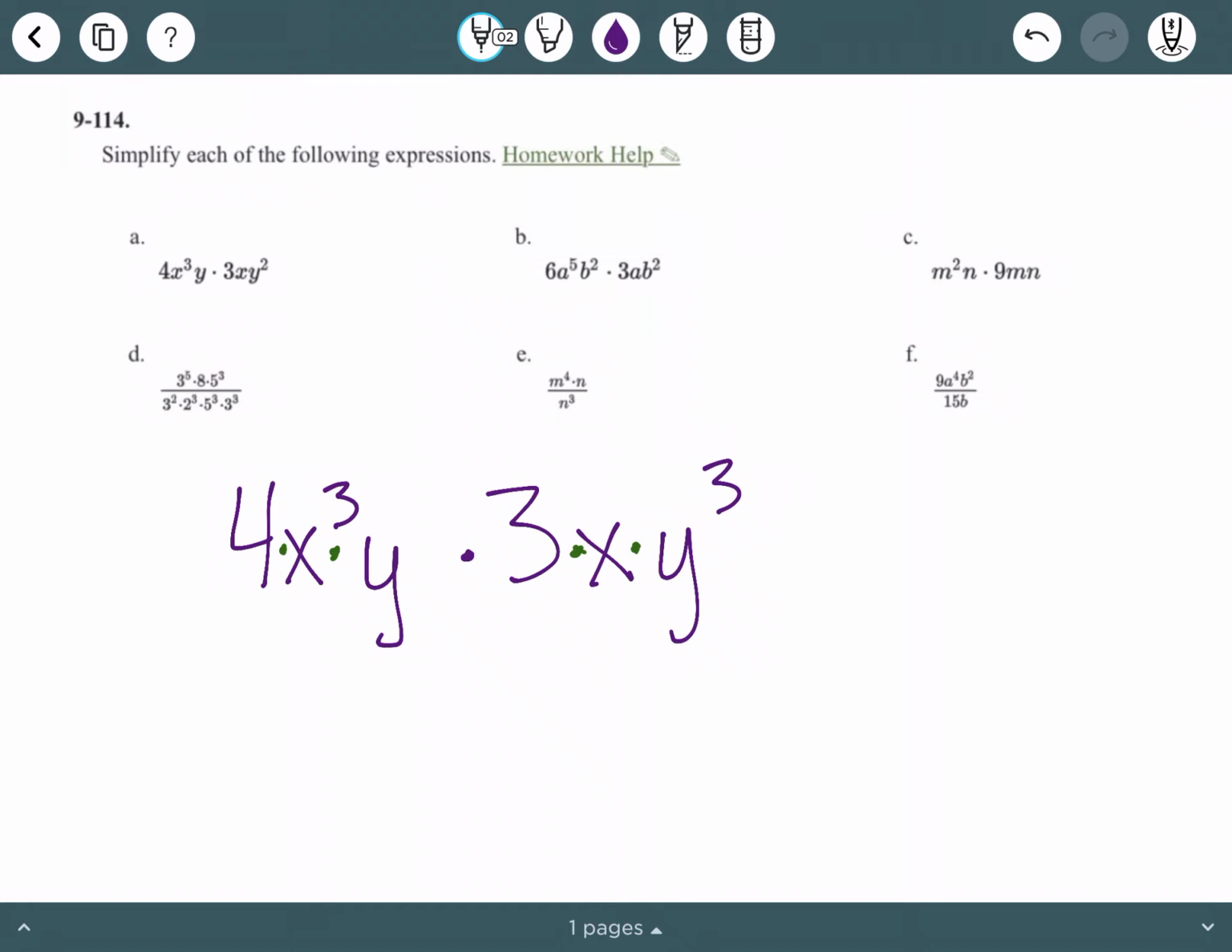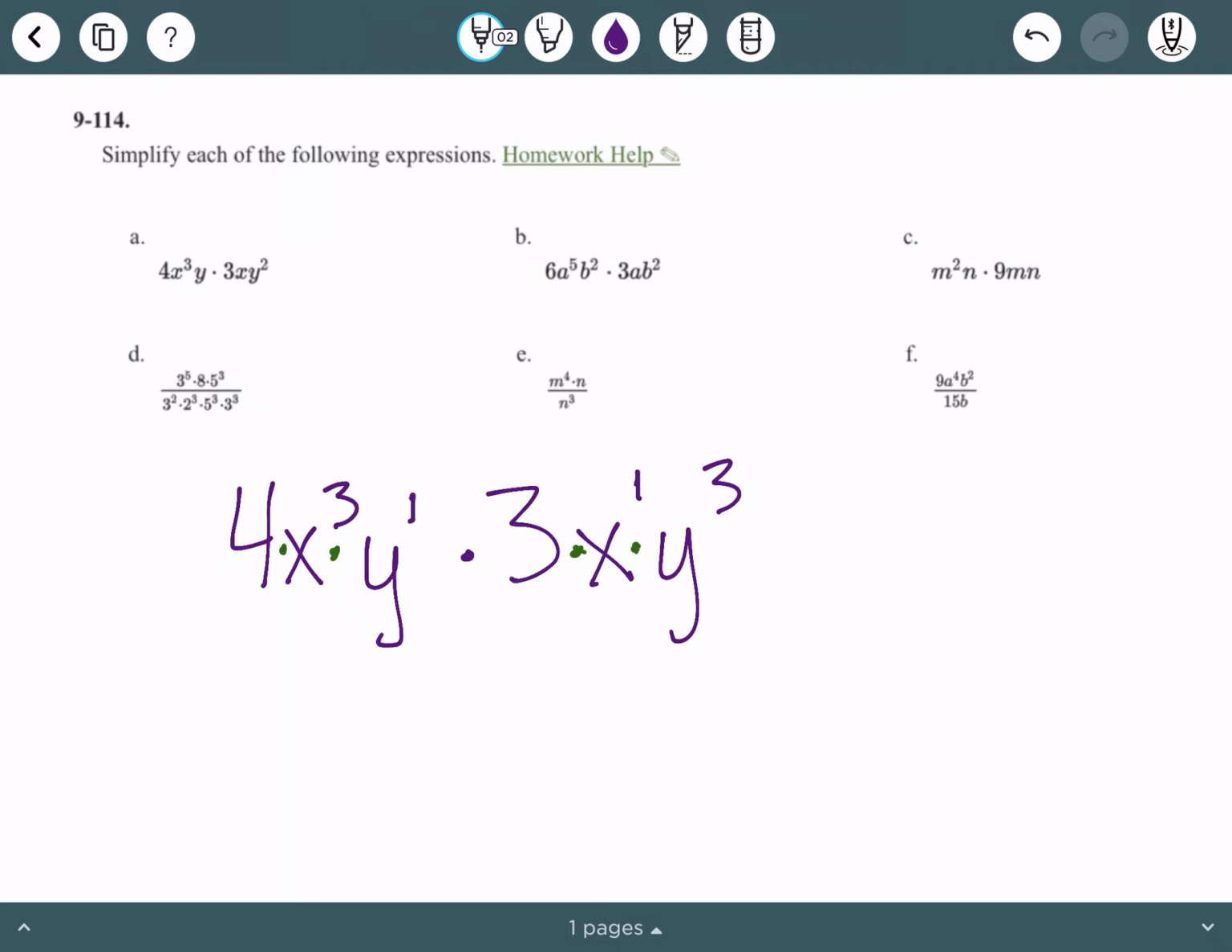And then we have just this y here, this lone y. It doesn't have an exponent. So when there's no exponent, it is inferred that it is going to be raised to the first. Same over here with my x.